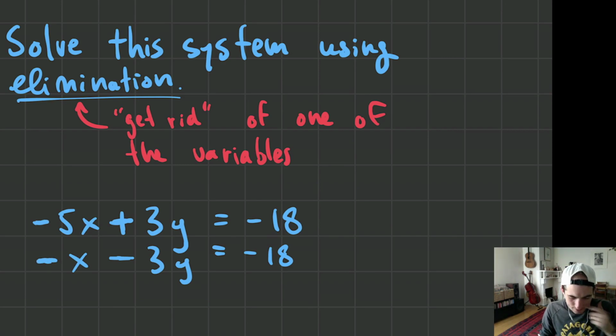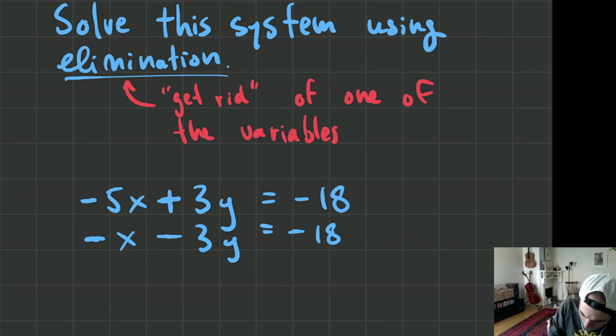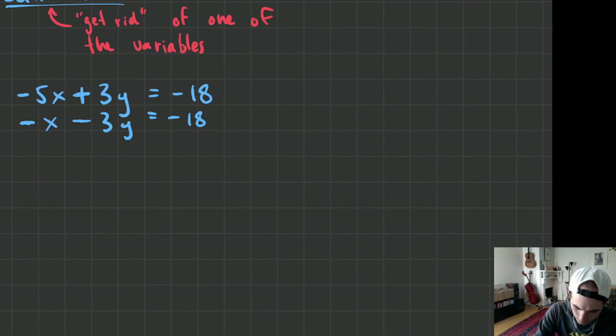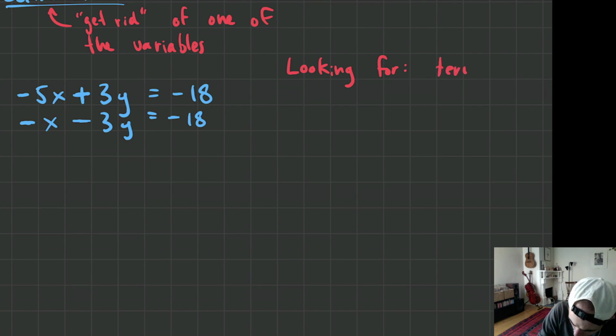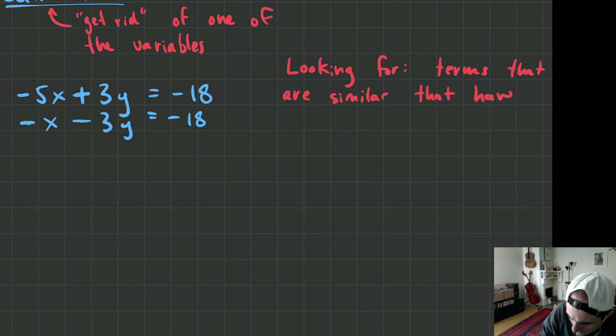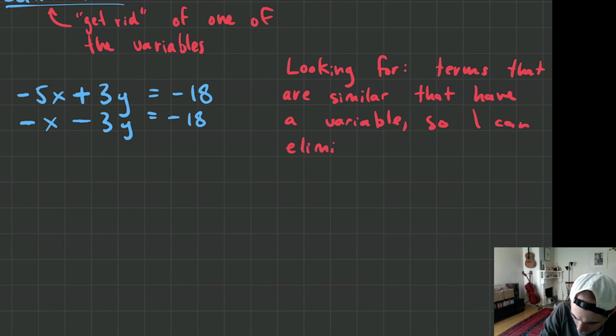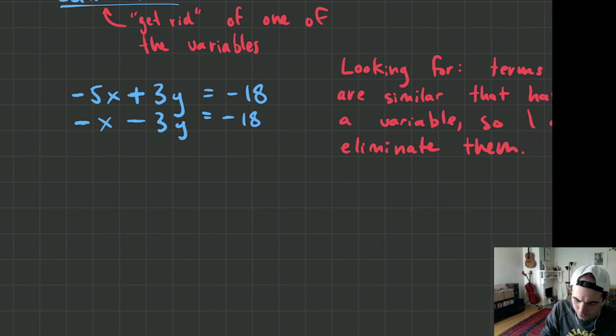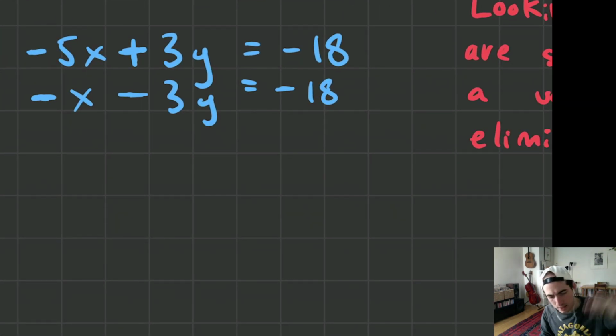What I'm going to try to do is look for terms that are really similar here, and in particular I'm looking for terms that have a variable in them, because I want to eliminate them. So I'm looking for terms that are similar that have a variable, so I can eliminate them. What I mean is two terms that are in each different equation.